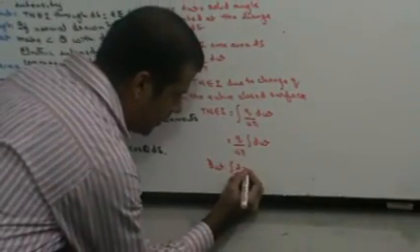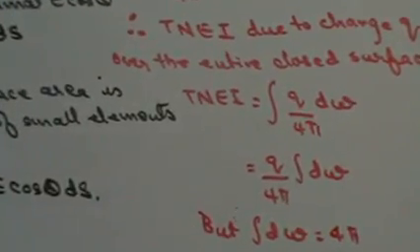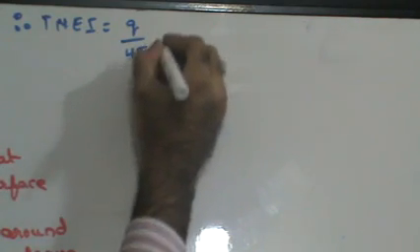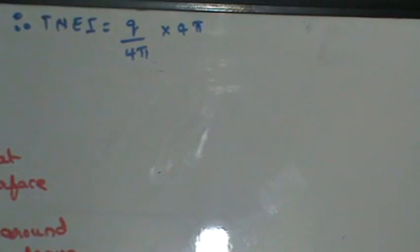So I can say, but integral of d omega is 720 degree. 720 degree is nothing but 4 pi. 360 degree is 2 pi. So 720 degree will be 4 pi. Therefore, I can say that the total normal electric induction is equal to Q upon 4 pi. And instead of writing integral of d omega, I can write 4 pi. So 4 pi gets cancelled, and total normal electric induction is going to be equal to Q, and that is what is Gauss's theorem. Gauss's theorem says that for any closed surface with any number of charges situated at any position inside it, the total normal electric induction over the closed surface area is the algebraic sum of the electric charges that are present in the closed surface.